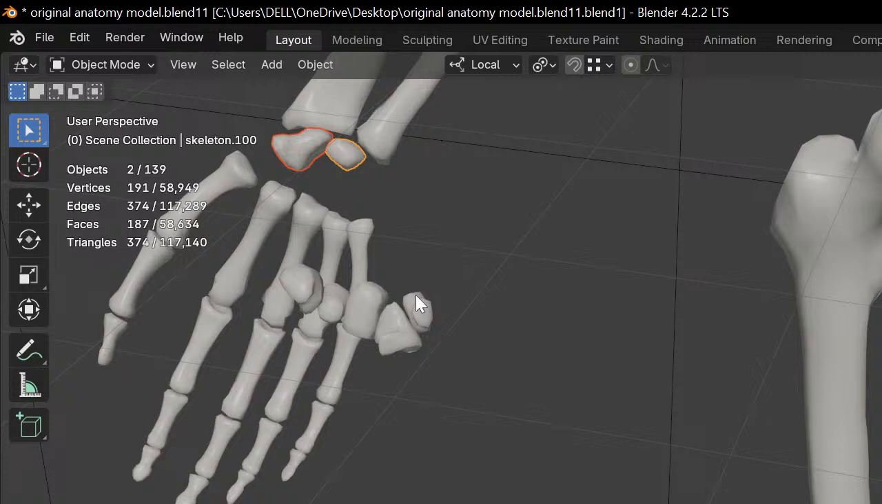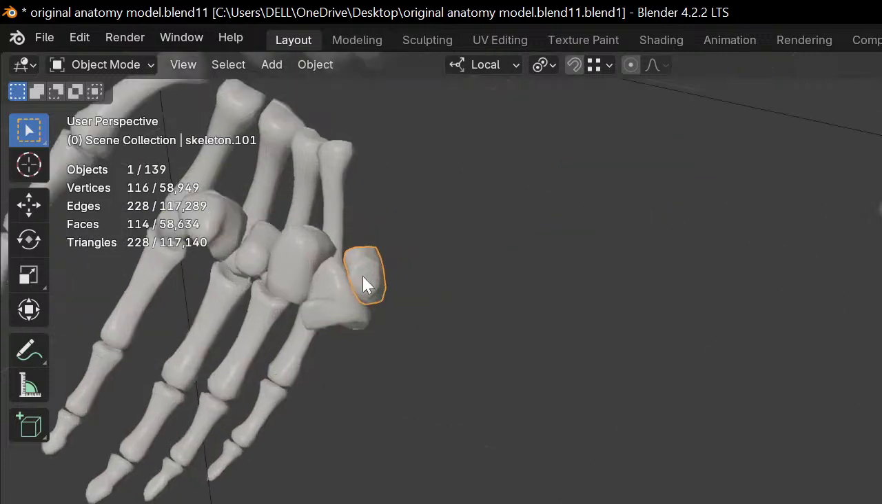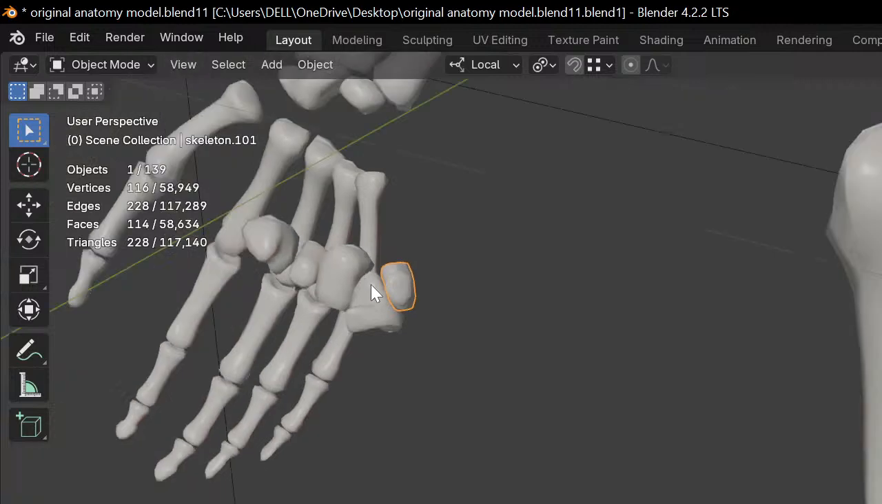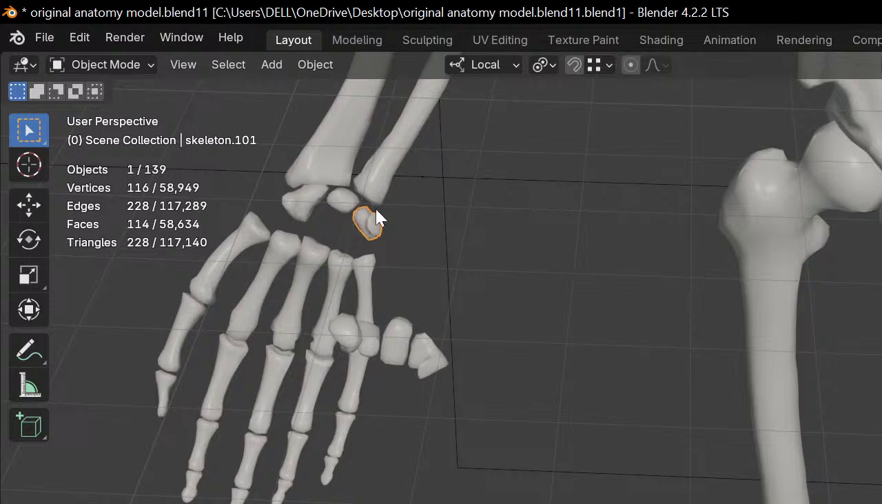Then we have the triquetrum, and on the anterior surface you can see this tiny bone. This is known as the pisiform. So the pisiform is a sesamoid bone. So those 4 bones complete the proximal row.